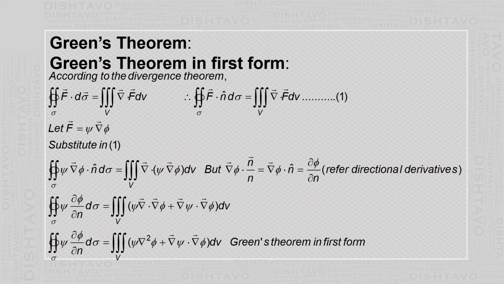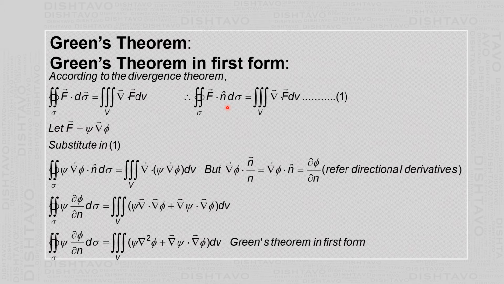There are two Green's theorems, the Green's theorem in the first form and Green's theorem in the second form. So let us try to obtain Green's theorem in the first form. We use here the divergence theorem, which is the surface integral of the function equal to the volume integral of the divergence of the function. On the left hand side of this divergence theorem, vector d sigma, we replace it by unit vector n cap into the magnitude of that vector d sigma.